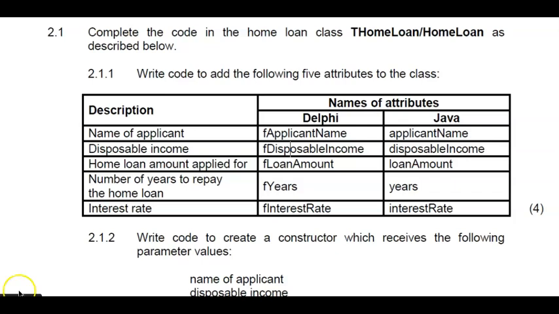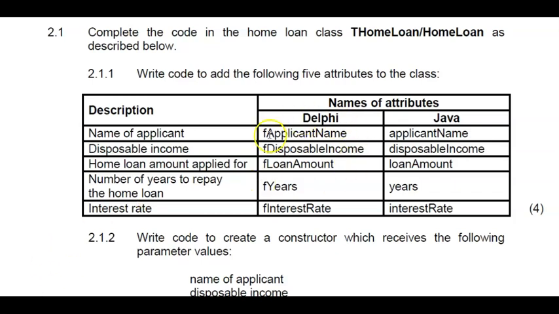Now in this year we also had Java. Learners were able to choose between Delphi and Java, but we're going to ignore the Java, we're just focusing on Delphi. And we were asked to write code to declare these attributes. So it was important to read this carefully and make sure that we declare them as the correct data types. So press pause and try it yourself. Remember, you can download these papers from education.gov.za.